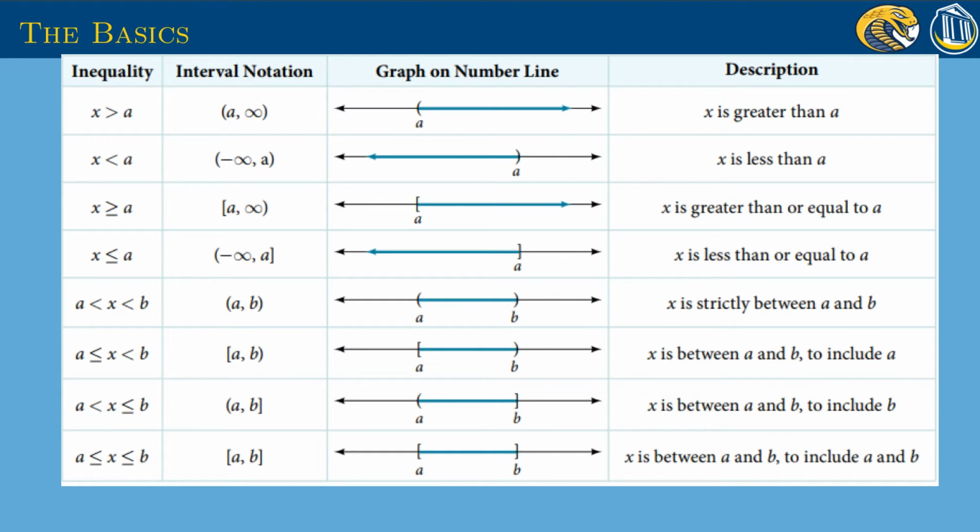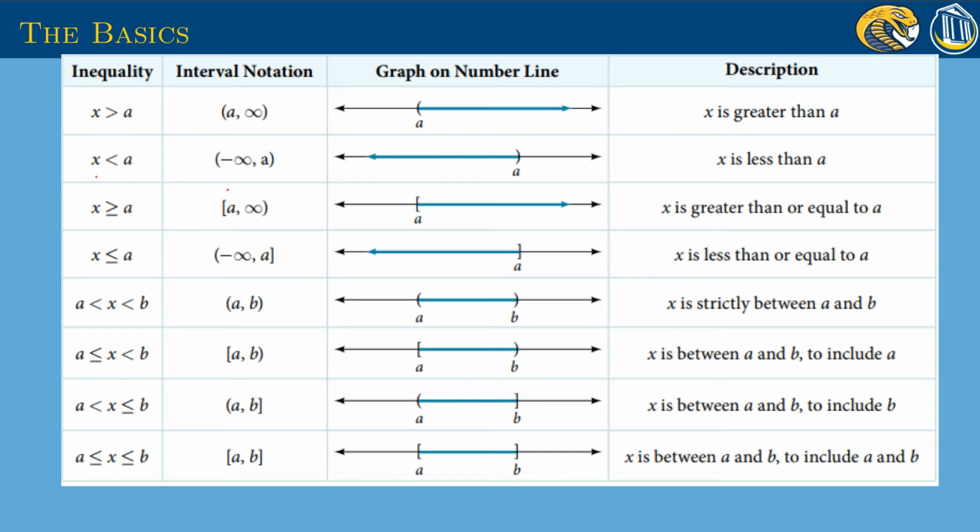Similarly, if x is less than a, this is the interval from negative infinity all the way up until a, and we can see this graphed on a number line here. This process is similar when we have greater than or equal to or less than or equal to, except we change the round parentheses to a square bracket to indicate that a is part of the interval because it's less than or equal to or greater than or equal to that value of a.